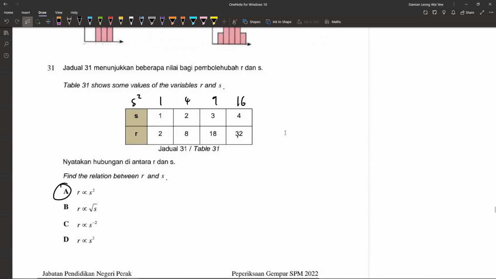Basically, the ratio must be the same. If I just compare R and S, 2 divided by 1 is 2, 8 divided by 2 is 4, 18 divided by 3 is 6, so it's all different. So we cannot compare that way.